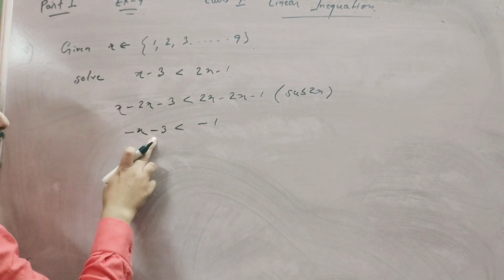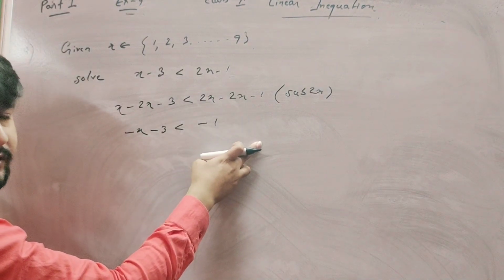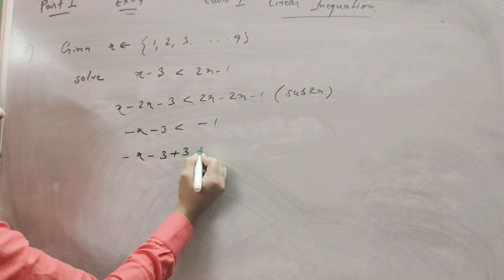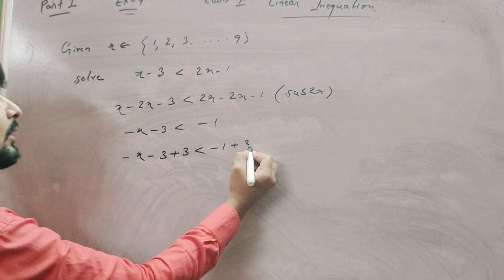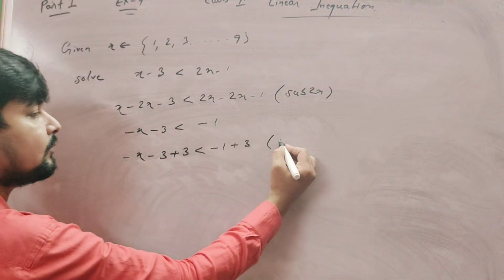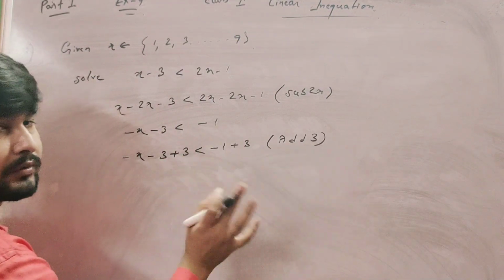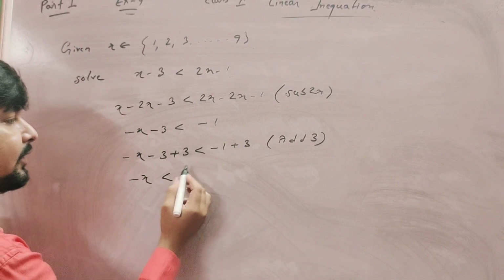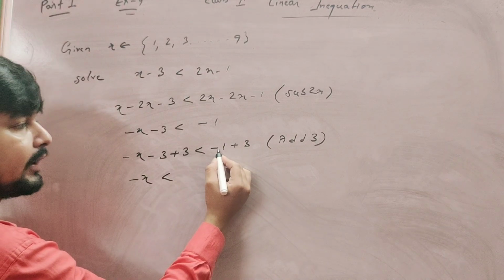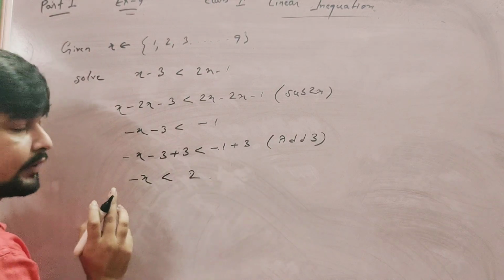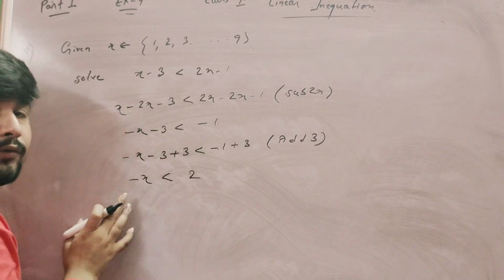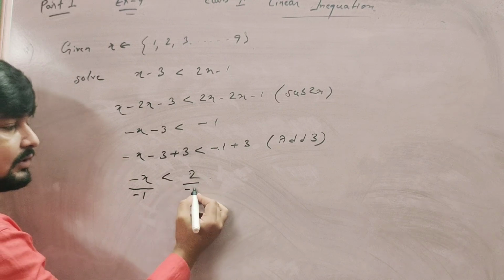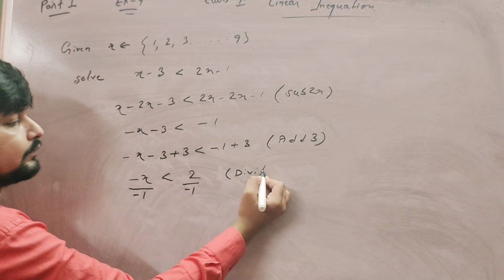Clear? Minus 3 goes this side, positive, so you add plus 3 both sides. Minus x minus 3, add 3, minus 1 plus 3. Add 3 both sides. Clear? So minus x minus 3 plus 3 cancels, less than minus 1 plus 3, it's only 2. Okay, so we need the value of only positive x. So we divide by minus 1, and this side also divide by minus 1.